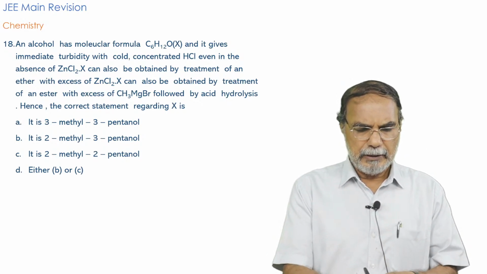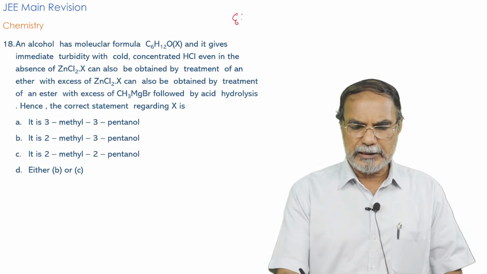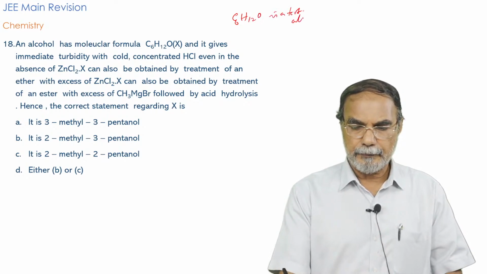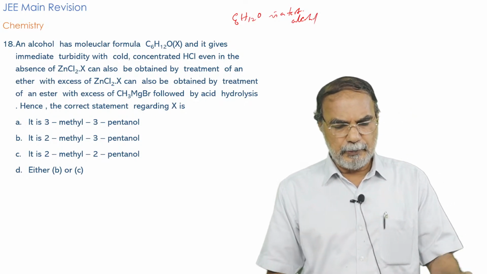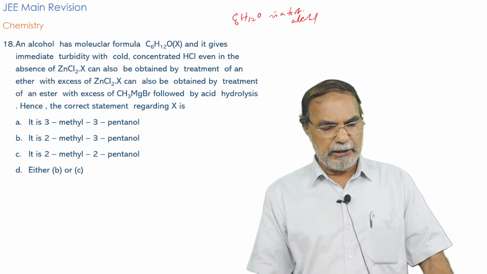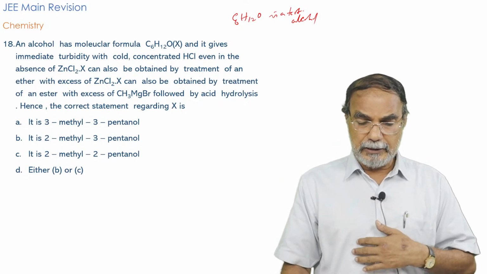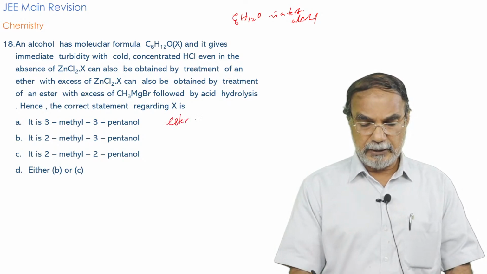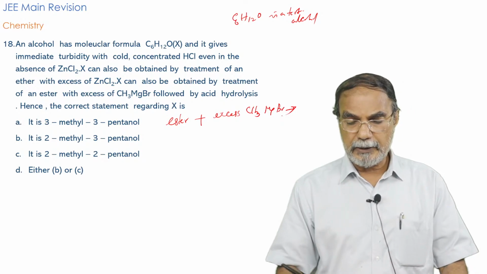Every one of you may be knowing. Now here is that reagent used here with this particular alcohol. So our impression is that C6H12O is a tertiary alcohol. Okay, it's a tertiary alcohol. And then a little more information is given, that X can also be obtained by treatment with excess of sodium Cl2. And it is also given, the third thing is important, X can also be obtained by treatment of an ester with excess of methyl magnesium bromide. Okay?